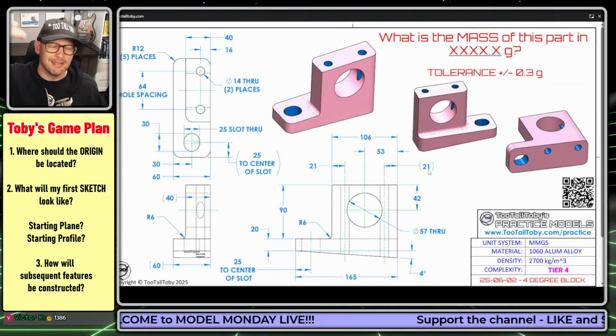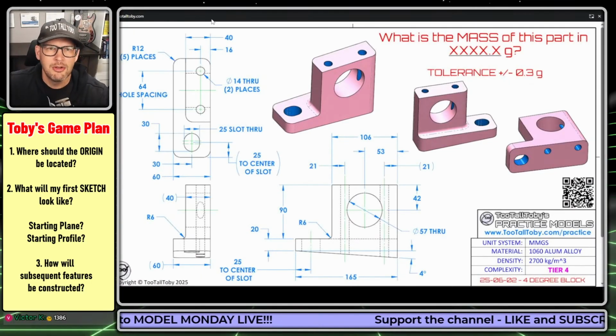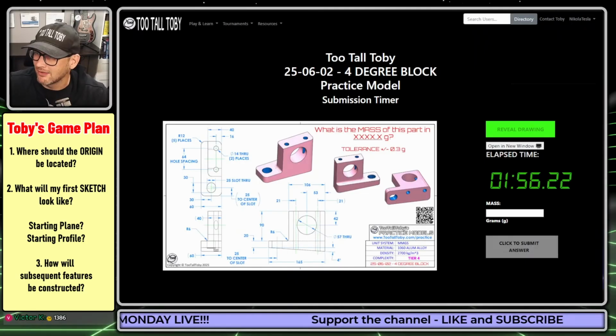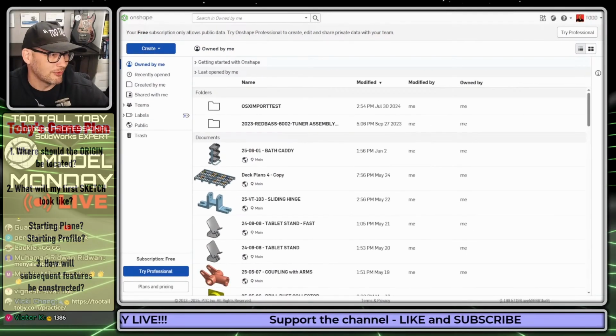It's really right between a tier 3 and a tier 4 model. It's right on the cusp there of those two. So let's get into it here in Onshape and see how we would solve this thing. Again, all of our users here on Model Monday Live are trying to solve this at the same time. So it'll be really interesting to see if I can get this answer in before some of them.